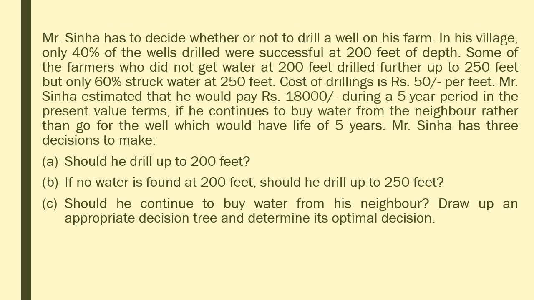Mr. Sinha estimated that he would pay Rs 18,000 during a 5-year period, in present value terms, if he continues to buy water from the neighbor, rather than go for the well, which would have a life of 5 years. Mr. Sinha has 3 decisions to make. Should he drill up to 200 feet? If no water is found at 200 feet, should he drill up to 250 feet? Should he continue to buy water from his neighbor? Draw up an appropriate decision tree and determine its optimal decision.